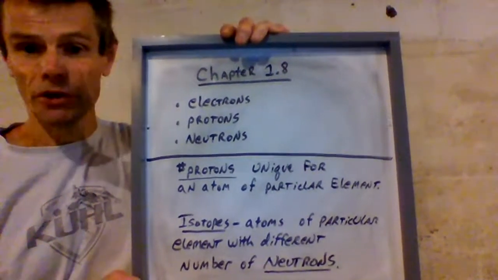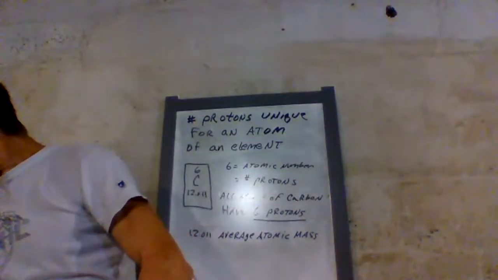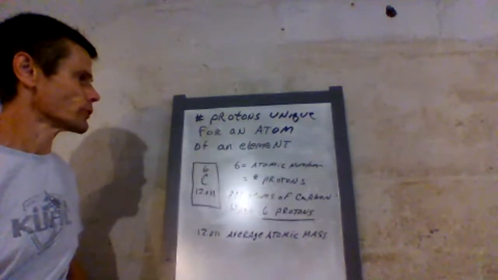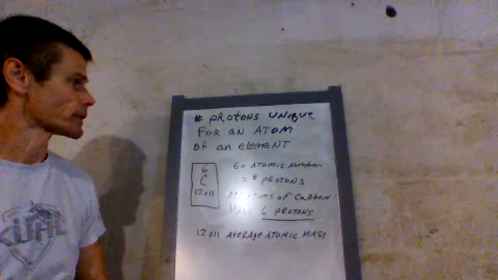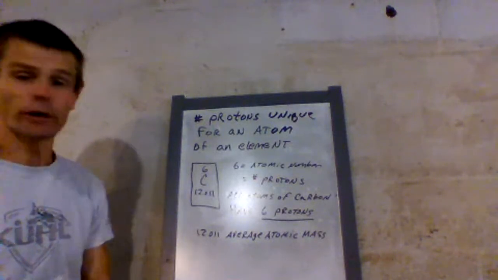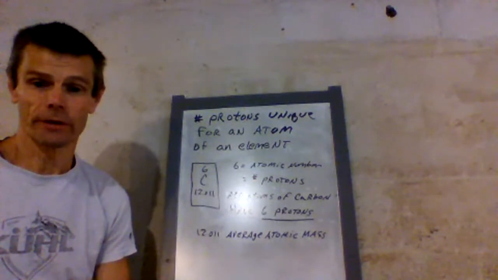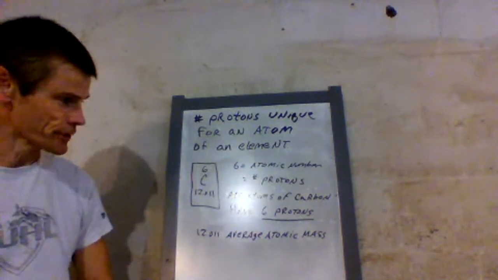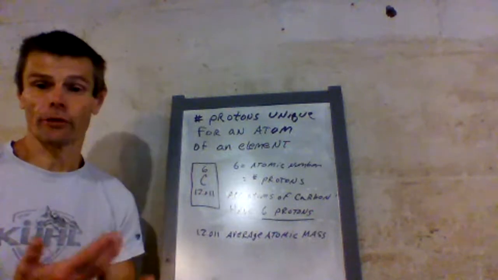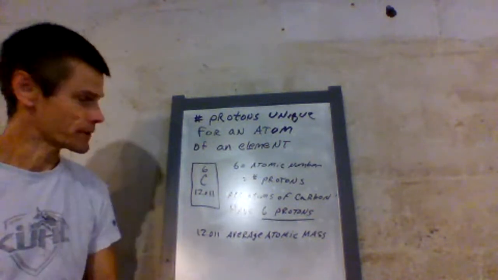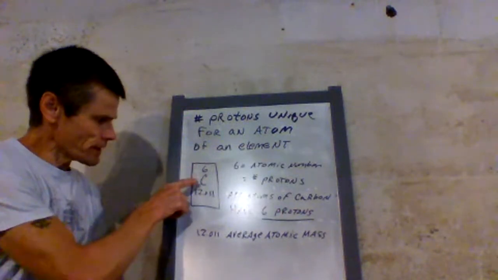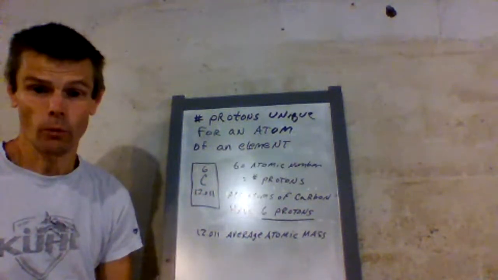So let's begin with the protons. As we said, the number of protons is unique for an atom of a particular element. If we look at the periodic table, we see that it has different boxes for all of our different elements, and they have their symbols. In the box listed on the PowerPoint today, we see that this box has a 6, it has a C, and it has 12.011.